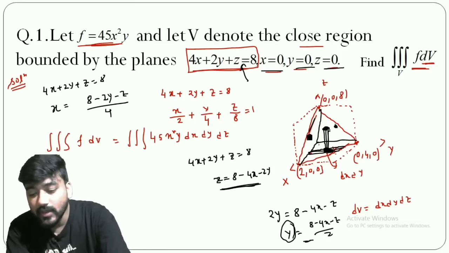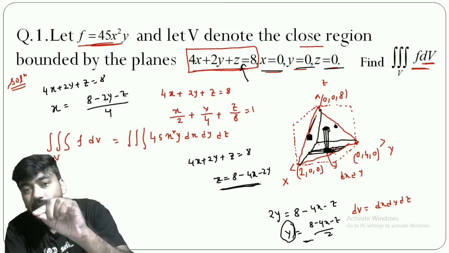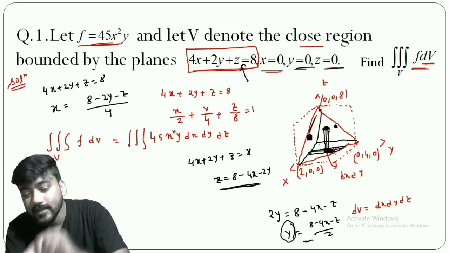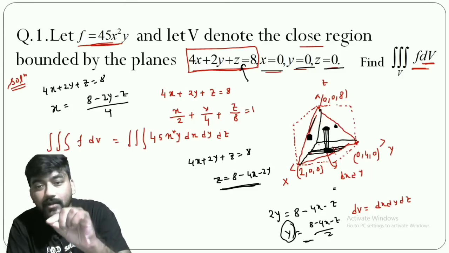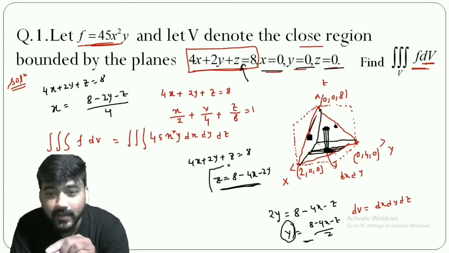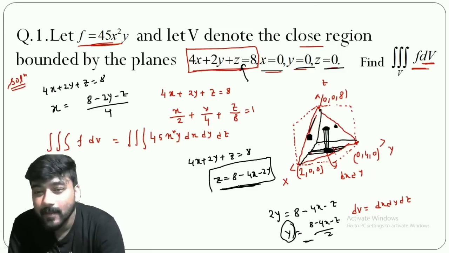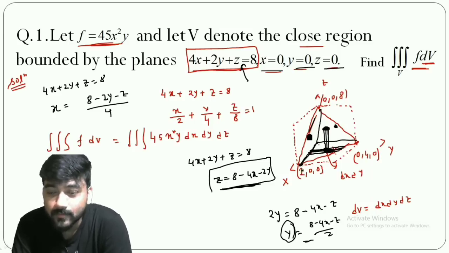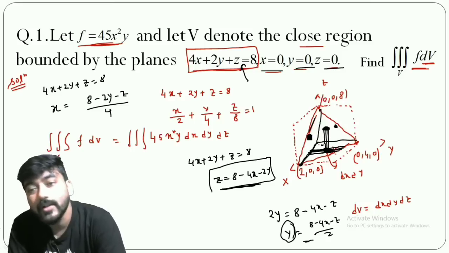So this is xy plane, and from here I have to move to the plane 4x plus 2y plus z is equal to 8. If I want to move along z direction, z will vary from 0 to that point, and that point is 8 minus 4x minus 2y. Then you have to move this small surface element from this point to this point, then from 0 to 2. So the whole volume will be covered.